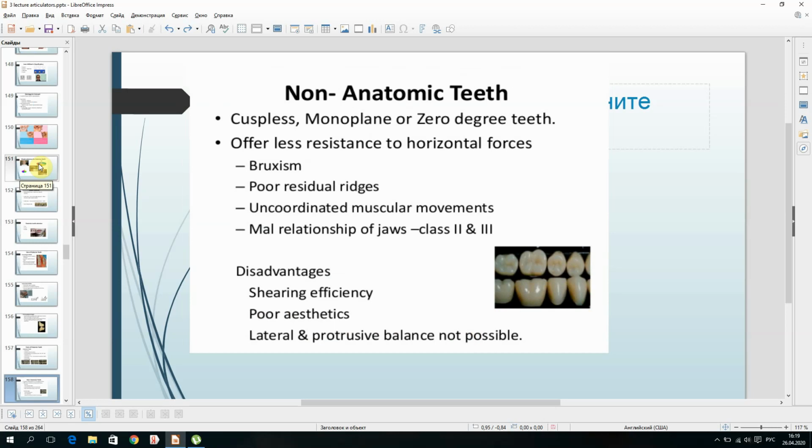Offer less resistance to horizontal forces. Indications: bruxism, poor residual ridge, uncoordinated muscular movements, abnormal relationship of jaws, class 2 and 3. Disadvantages: shearing efficiency, poor aesthetics, lateral and protrusive balance not possible.